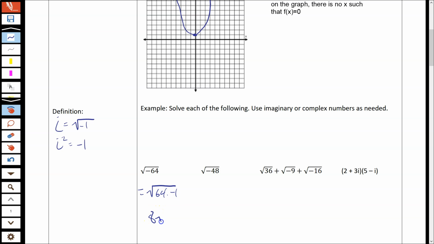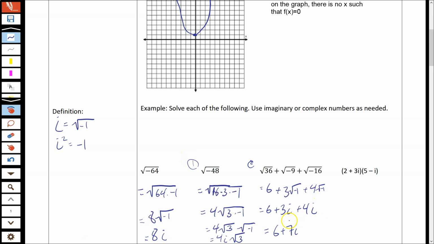Square root of 64 is 8 times the square root of negative 1. And this really is, if i is the square root of negative 1, 8i. So that's how we write this down in terms of that number i. I'm going to give you the solutions to these next two in just a second, after you've tried them on your own. So here are those solutions step by step.